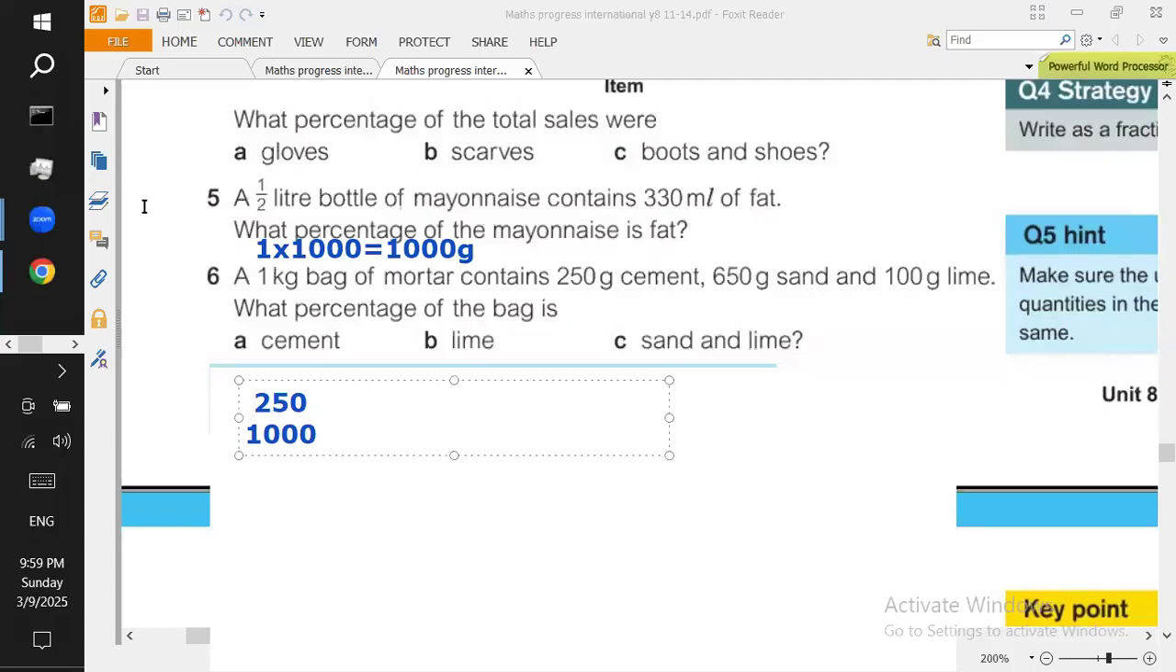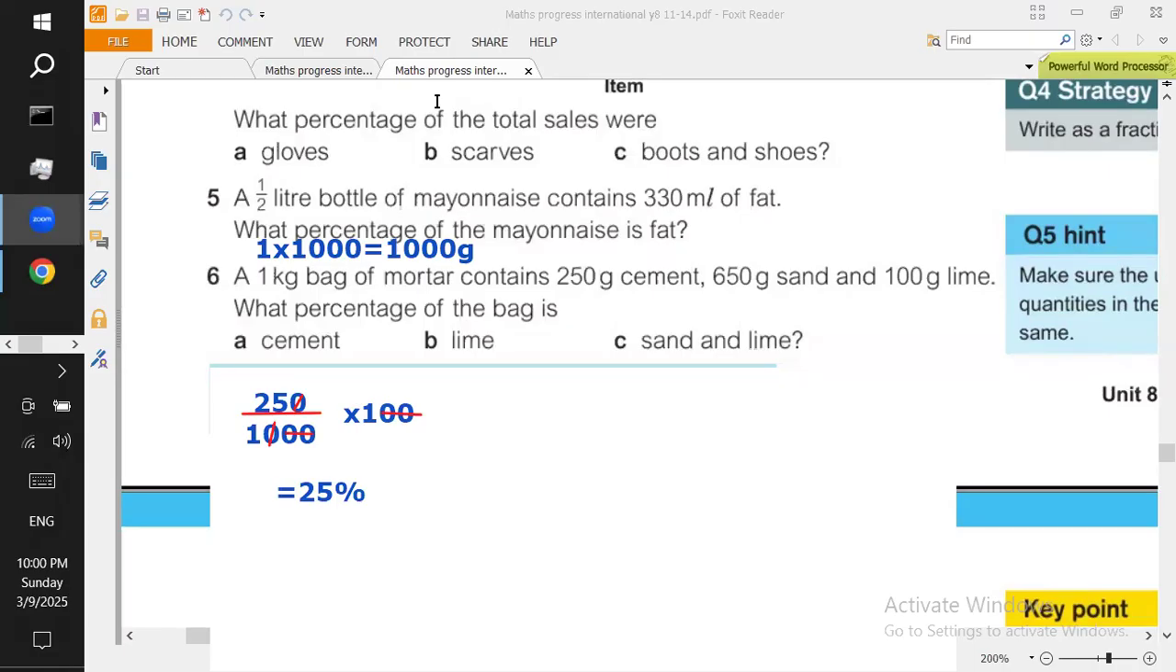So the proportion is 250 over 1,000. Now I want to turn it into a percentage. I just multiply it by 100. Now when you multiply this by 100 using calculator, it will remove two zeros with two zeros and the last zero with this last zero, and the answer will be 25. So the first one will be 25%. And this is the percentage of cement.